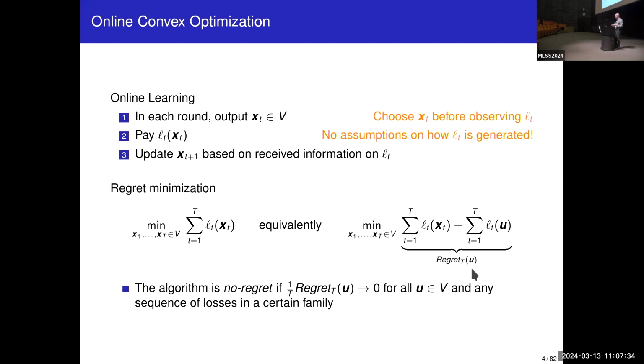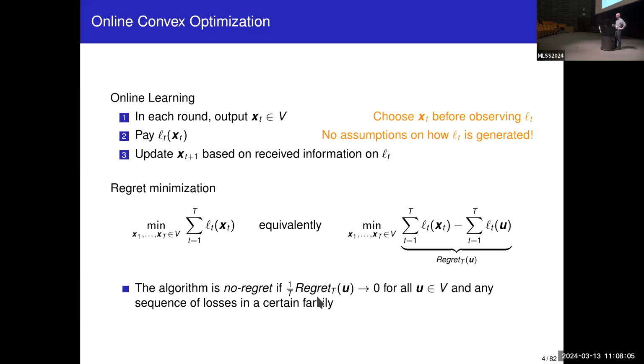And I want to stress the fact that it's important that we keep the dependency over U here, instead of saying, I would like to compete with the best U in my set, because the best U might not exist. So we don't assume that the best U exists. And this is particularly important because I will consider a lot of times linear losses, and the set V is just the entire R^d, and there is no minimizer for linear losses over an unconstrained set.